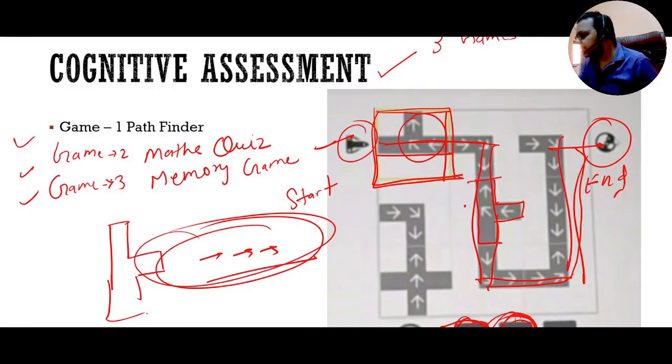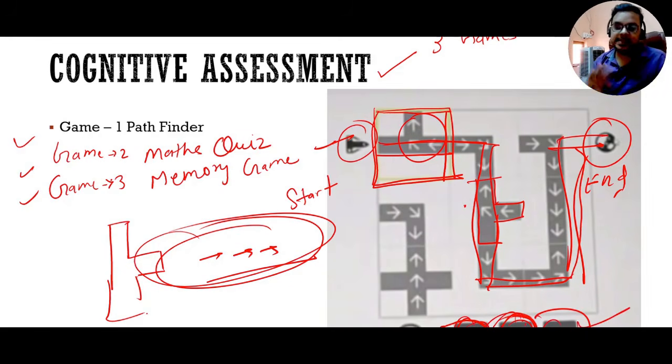You can use these buttons, either rotate or change the direction, and finally, when you think the path is completed, you can click on this submit button, so it will submit the game. This is the first game, in which you need to create the path. I hope the game is clear.